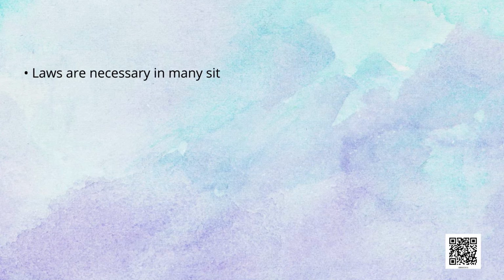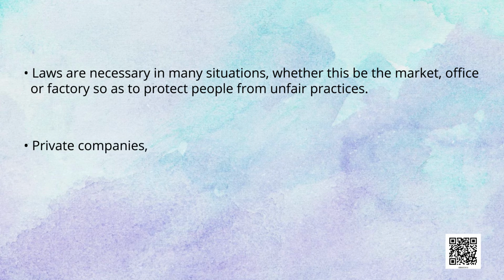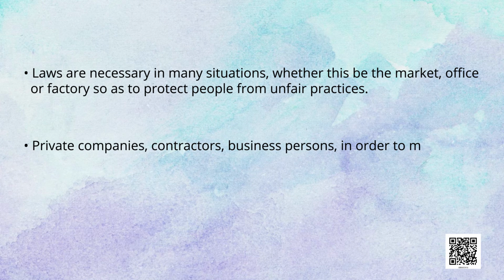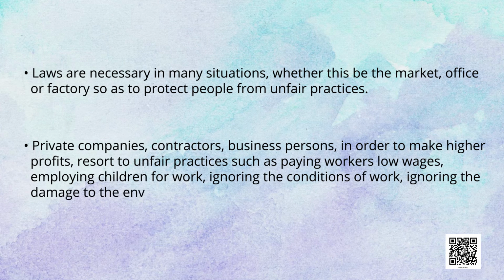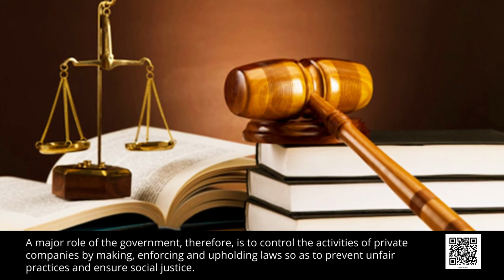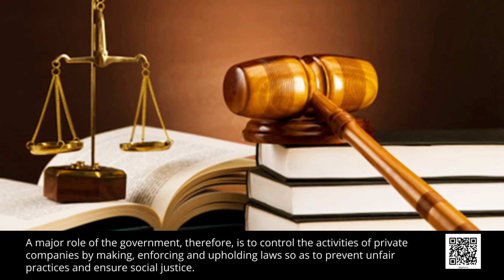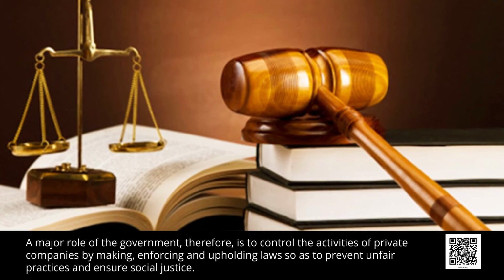So laws are necessary in many situations, whether this be the market, office or factory, so as to protect people from unfair practices. Private companies, contractors, business persons, in order to make higher profits, resort to unfair practices such as paying workers low wages, employing children for work, ignoring the condition of work, ignoring the damage to the environment, etc. A major role of the government, therefore, is to control the activities of private companies by enforcing and upholding laws so as to prevent unfair practices and ensure social justice.